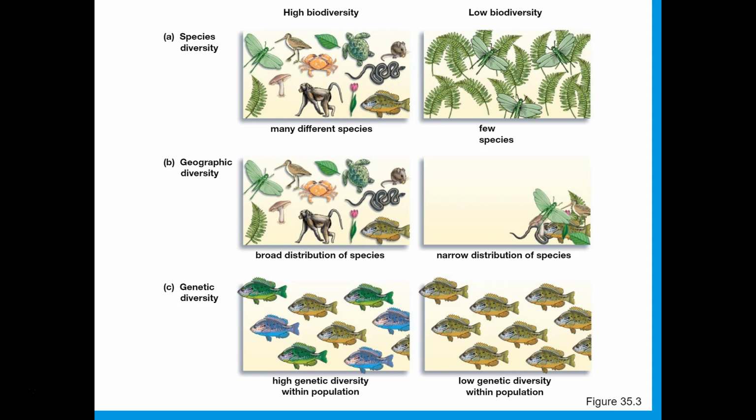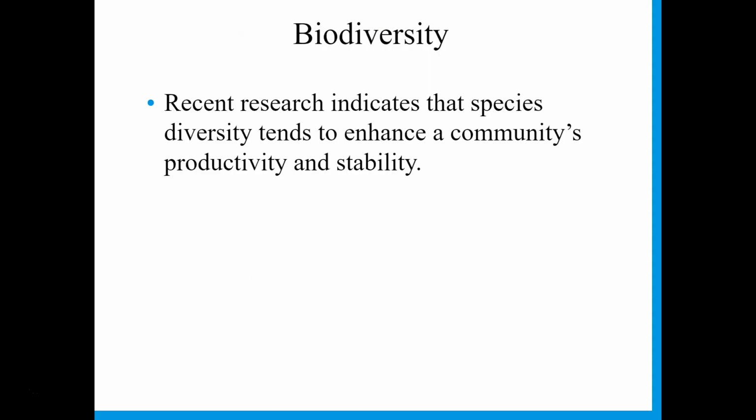Species diversity is how many different species there are. Geographic diversity is how broadly distributed those species are within a community. Are they everywhere, or are they all squished down over into the corner? And then you have genetic diversity, where you have greens and blues and yellows, as opposed to here where you just have these yellow ones. These are the 3 ways that we categorize diversity within a community.